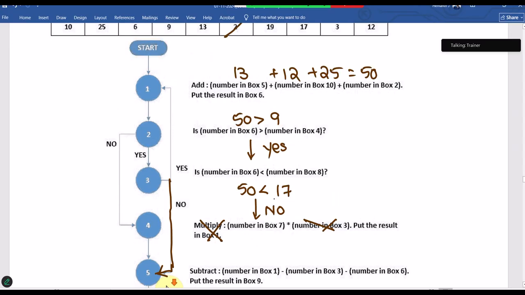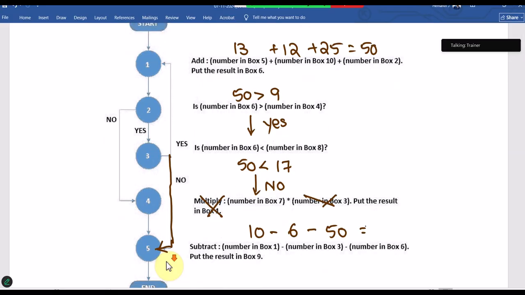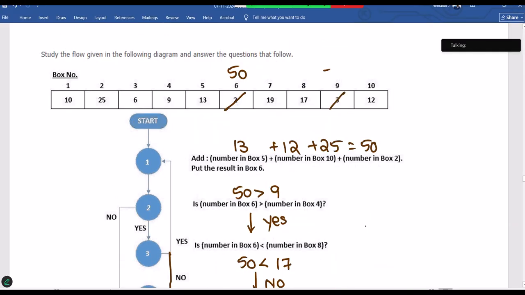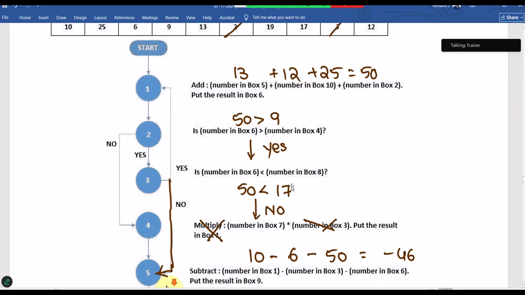What is there in the fifth one? Number in box 1 is 10. Number in box 3 is 6. Minus number in box 6, which is 50. You got 6 minus 50, minus 46, we are going to keep. Minus 46 should be there in box 9. Box 9 will take minus 46.